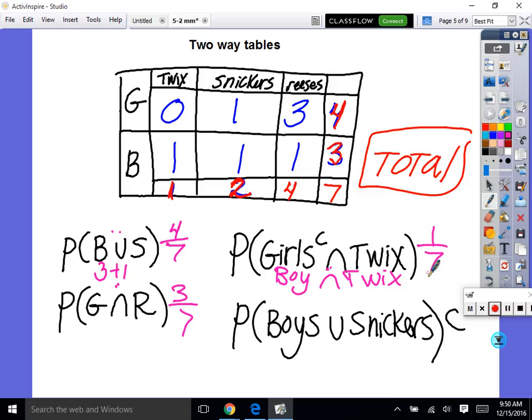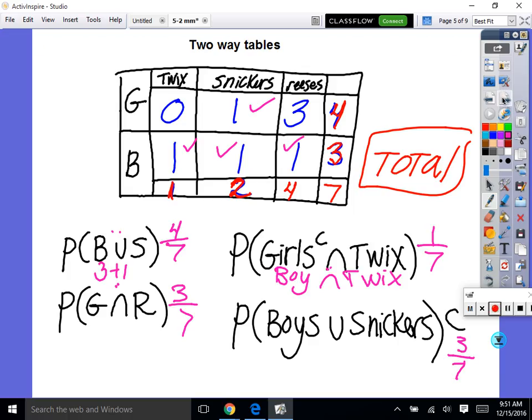Now, this is the hardest one, I think, with all of it. You know what I mean? Like we just practiced. So let's go through and do boys united with Snickers, check marks, and then do everything that we didn't check off. So boys united with Snickers. So all boys get to come. United with Snickers get to come. So how many are not that? 0 plus 3. Does everybody see how that's not too bad? 3 out of 7.